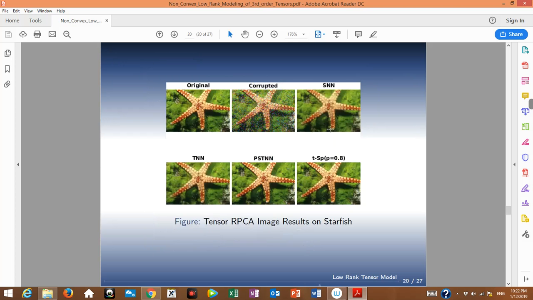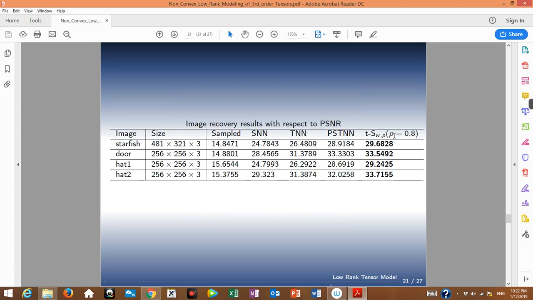This is our experiment. If you look at this color image, as we already told you, a color image is a third-order tensor, and the third direction has 3 dimensions. This is the corrupted image, and we can use TSVD to recover the low-rank part of the corrupted image in this way. So you can see this is very close to the original image. That means our experiment results are excellent. You can see here the numbers are very good.